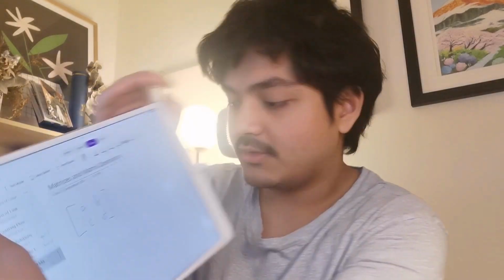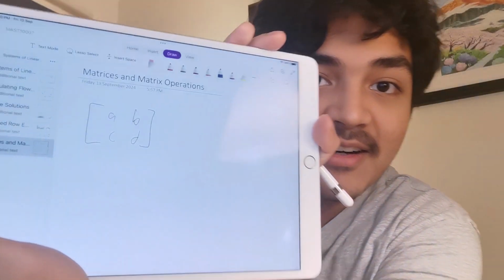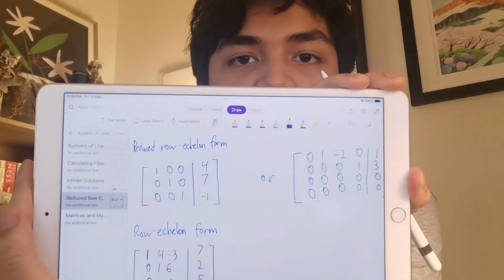Alright, so the next part of linear systems is matrices. This is just the introduction to matrices. We have used matrices before in the previous examples. Let me just draw one up right here. Anyways, it's something like that, and we've used it before. Like for example, this is one of the past examples, showing reduced row echelon form.